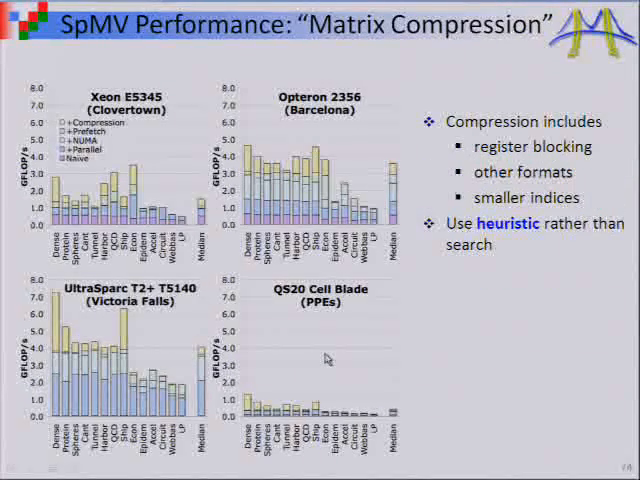Okay. And finally, we do all the sequential optimizations that I talked about before, which here is called compression. It means register blocking. I might use a different format. If I don't need to use 32-bit integers, maybe if I'm on a small cache block, I could use 16-bit integers, save memory traffic. And that adds the orangish block at the top. Okay? So finally, we get pretty good speedups.